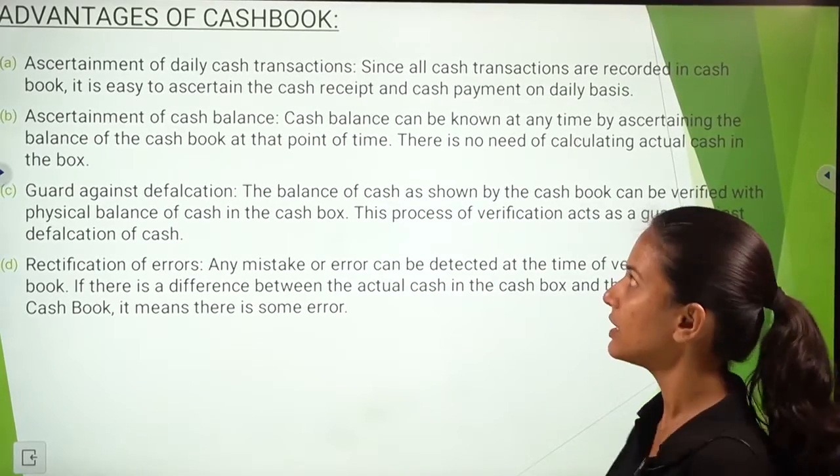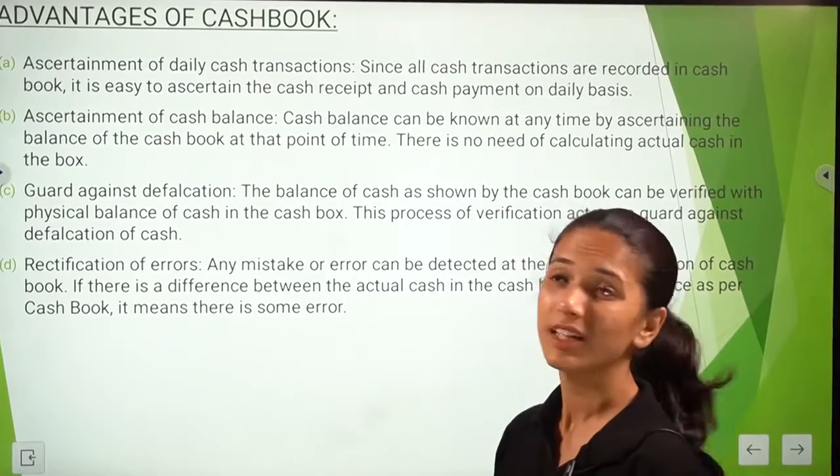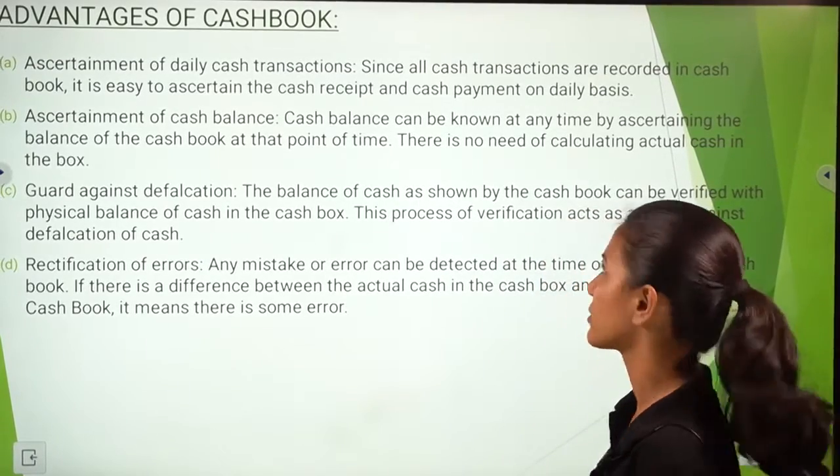Now, what are the advantages of cash book? What are the advantages you get from preparing cash book?